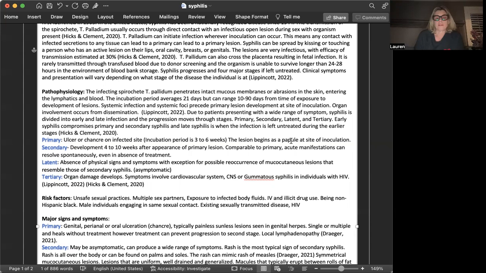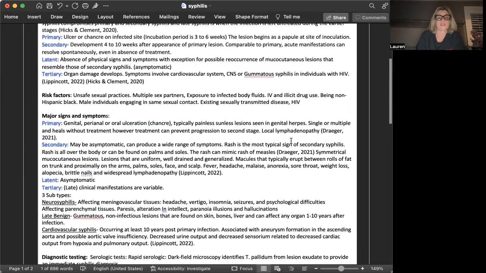Latent is the absence of physical signs and symptoms, with the exception of possible recurrence of mucocutaneous lesions that resemble those of secondary syphilis. Typically in the latent stage, it is asymptomatic. Tertiary is where organ damage develops. Systems include the cardiovascular system, the CNS, central nervous system, or gummatous syphilis in individuals with HIV.